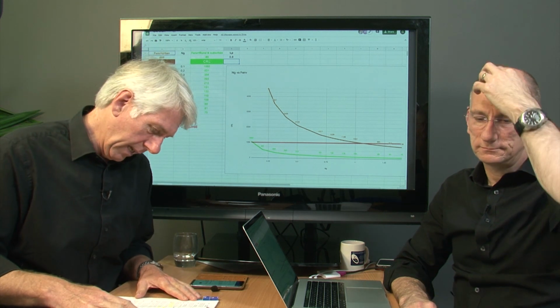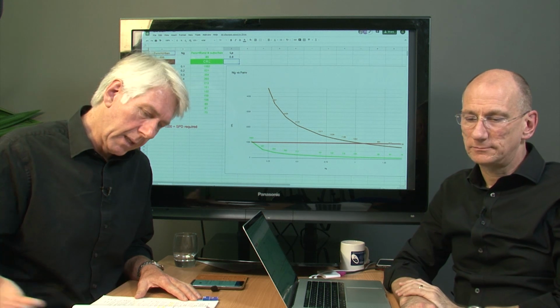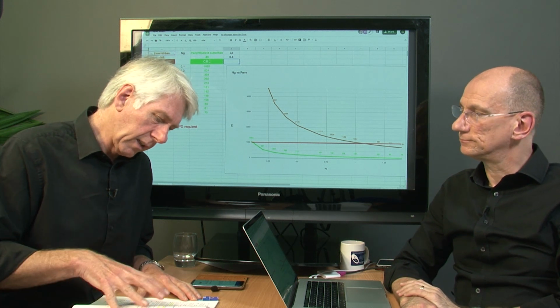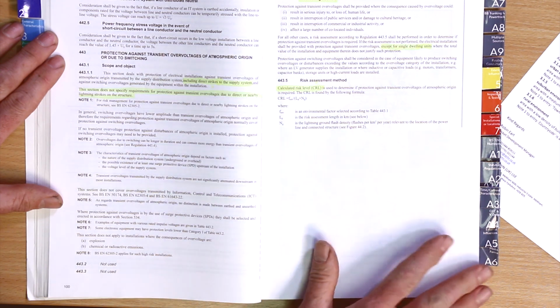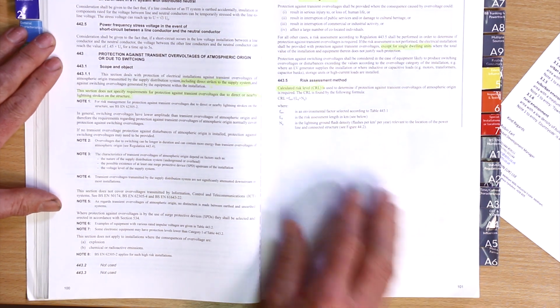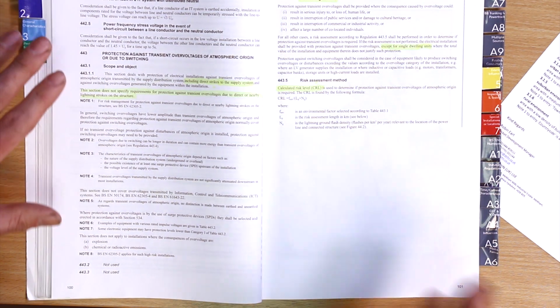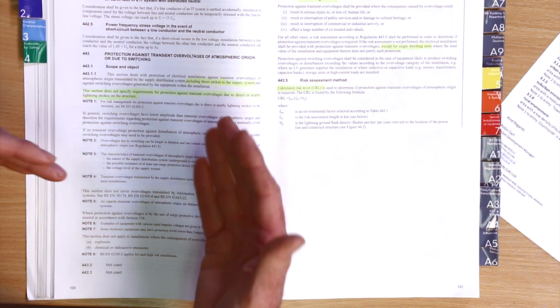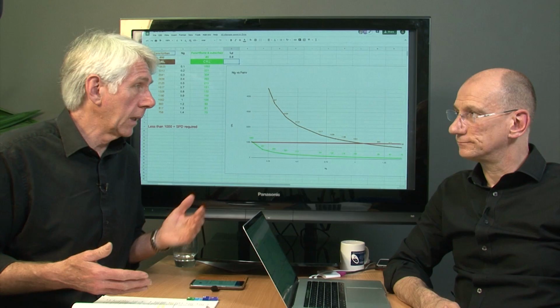That's an understatement, Anthony. So we're not going to mess around with the index thing and technique here. We're going straight into the subject. 443 is where we're on to, protection against transient overvoltages of atmospheric origin or due to switching. And if we look in there, we see that there has been a change from the 17th.